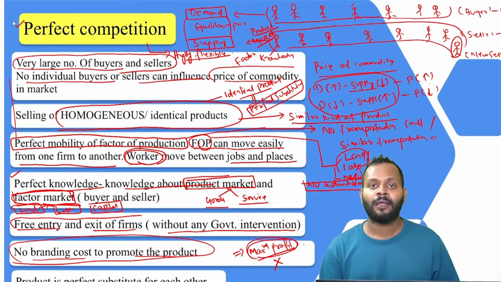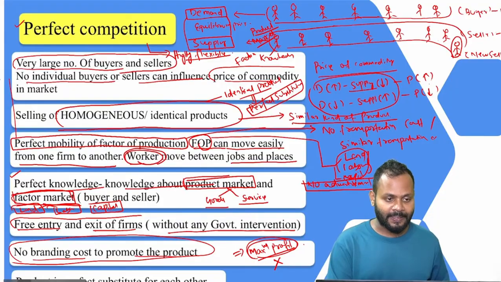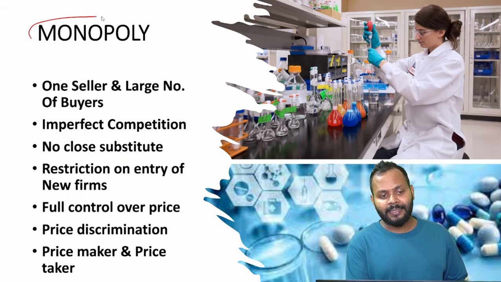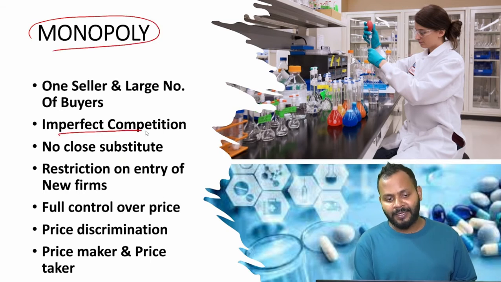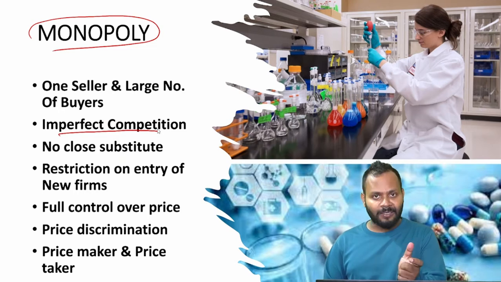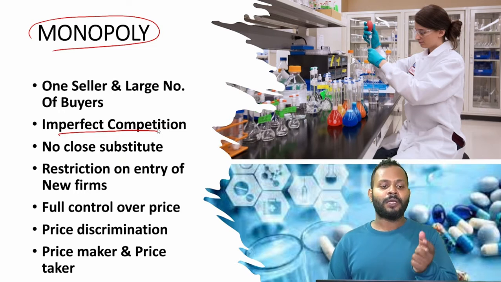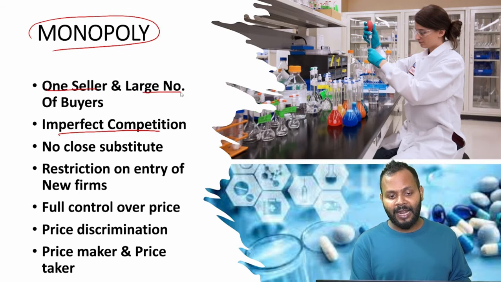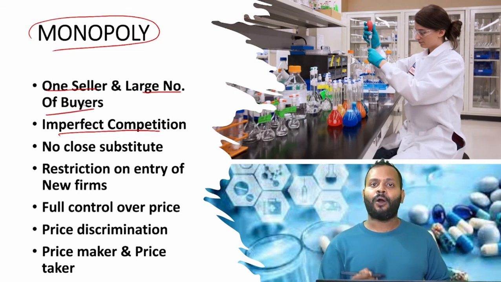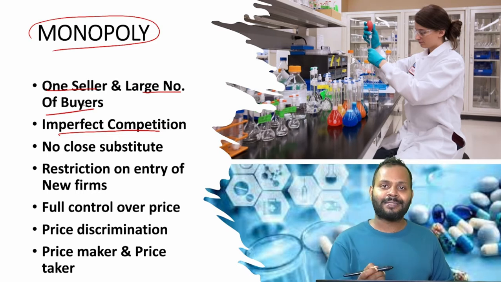Do you get that? Now let's move on to the next, that is the monopoly market. What do you understand by monopoly? Monopoly market is an example of imperfect competition, right? That means one company will sell. It's one company, one person, one group, anything. One seller, a large number of buyers. You can see that there are a lot of medicines, or any sort of vaccine or medicines or anything.